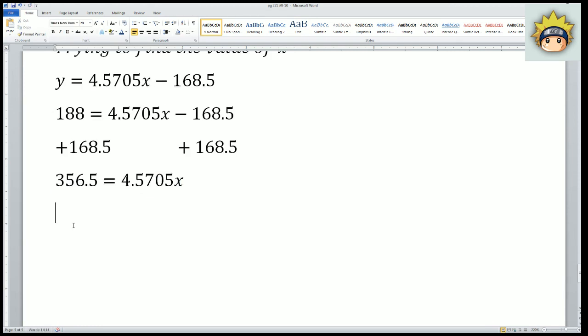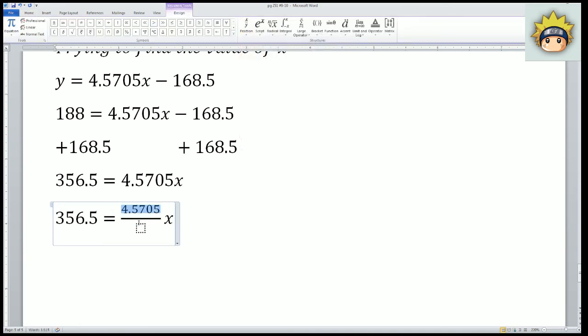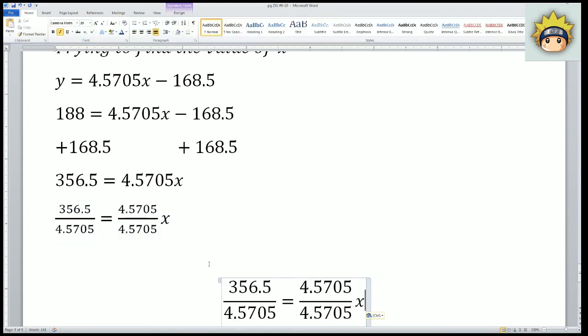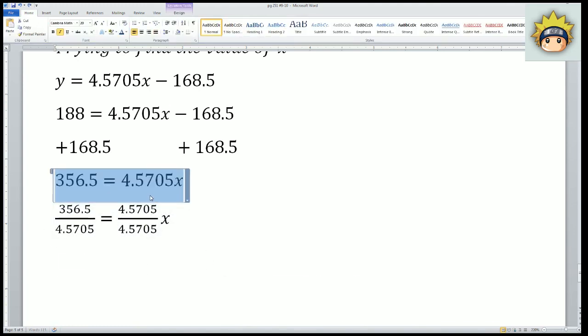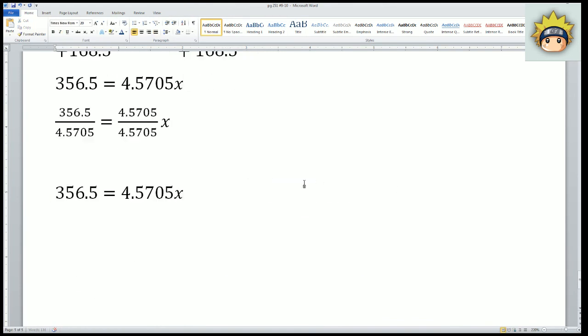Then I need x alone, so now I have to divide both sides by 4.5705. If I do that to the right-hand side, I also have to do that to the left-hand side. Then what am I left with? 4.5705 divided by 4.5705 becomes x, and the right-hand side becomes 356.5 divided by 4.5705.